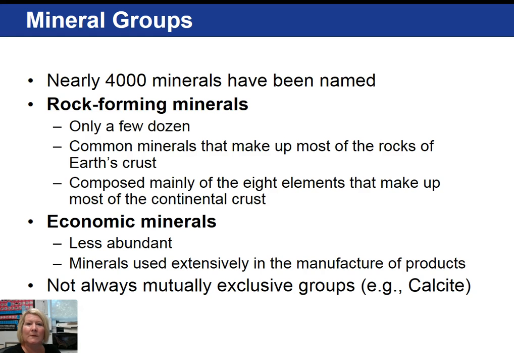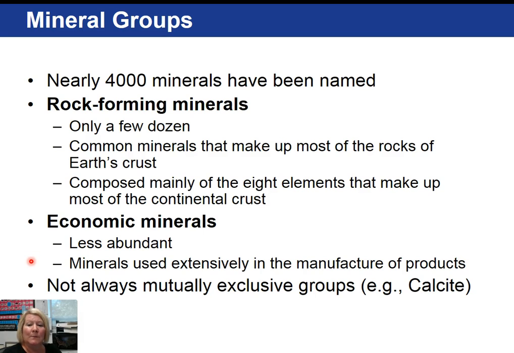Let's talk about some various mineral groups. There are nearly 4,000 minerals that have been named. Fortunately, there's only a few dozen that we see consistently in our rocks. And we refer to these as the rock-forming minerals. And these common minerals make up most of the rocks in the Earth's crust and are composed of primarily 8 elements that also are the dominant elements in the Earth's crust.